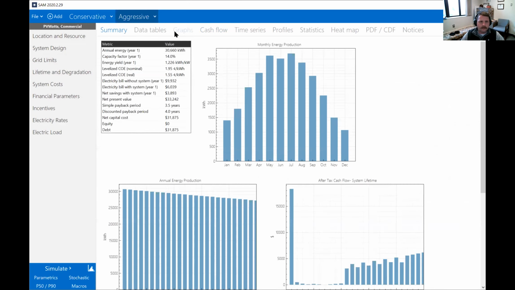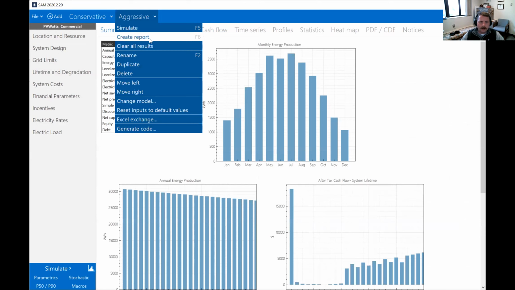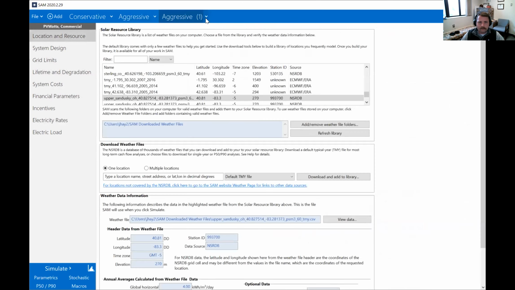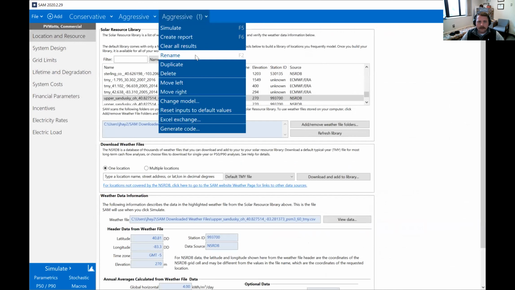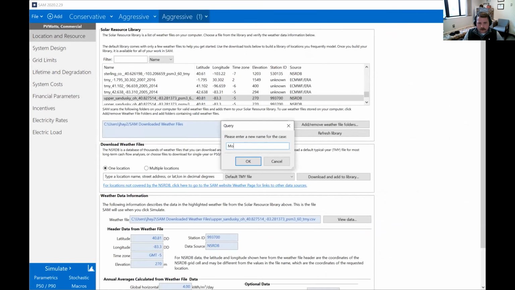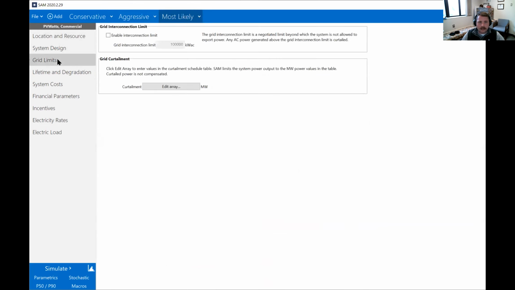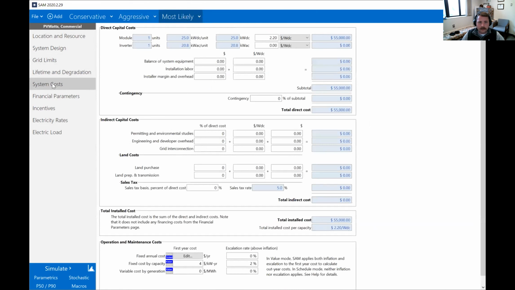Okay, we're going to go back to the summary. Let's create one more quick scenario. I'm going to duplicate this one more time. I'm going to rename it, and I'm going to call this one most likely. So I'm going to have 3 scenarios just built: conservative, aggressive, and most likely. And so I'm building off of the aggressive scenario. So I've got to work my way back through and give myself a most likely opportunity here.